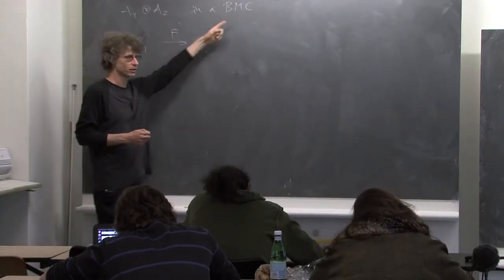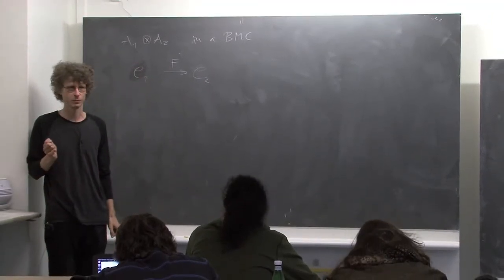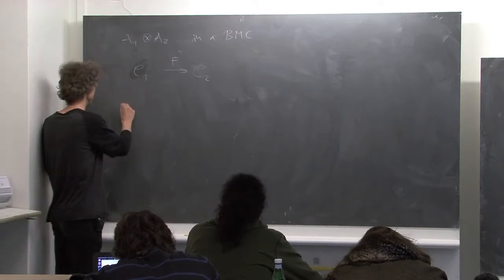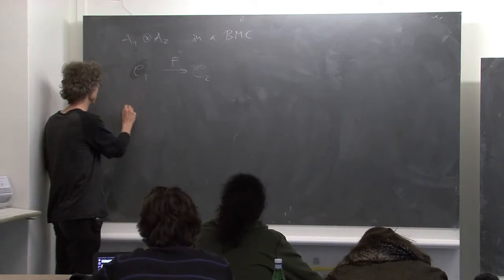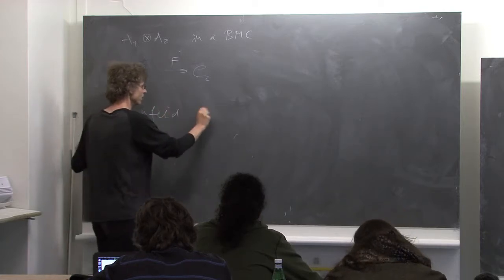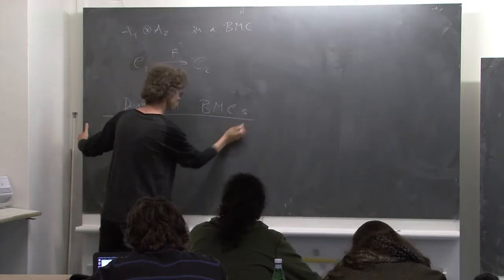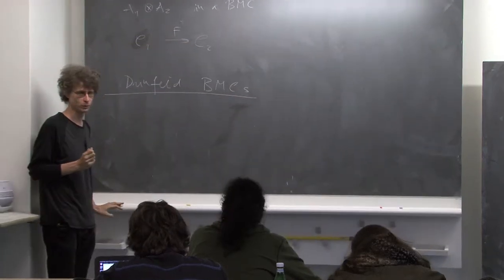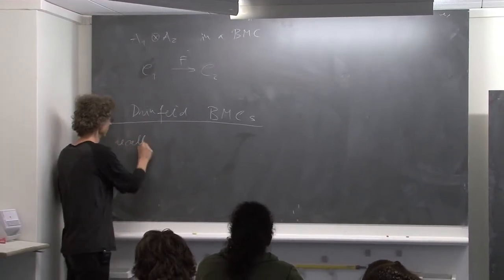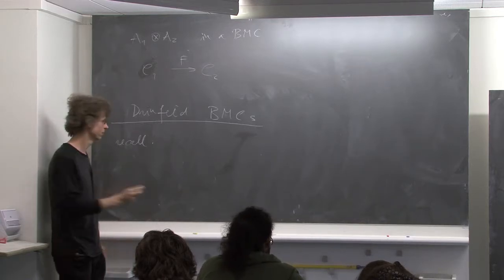Now, which braided monoidal categories are we going to use? Well, the ones that we've been constructing all the way. At least some people call them Drinfeld braided monoidal categories. So I'm just going to recall what we were doing all the time. We had something that we called an infinitesimally braided monoidal category.